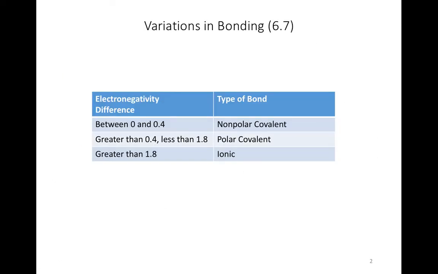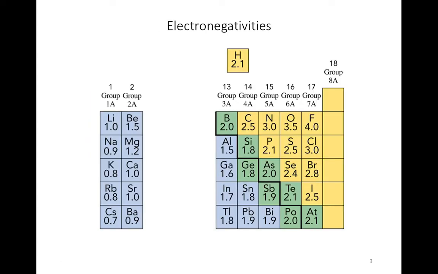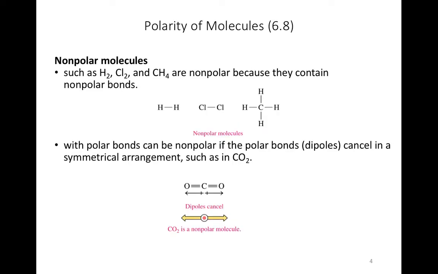Just a reminder, if I need to know whether or not the bonds are polar or nonpolar, I need to remember the cutoff. If the difference in electronegativity between the two bonded atoms is between 0 and 0.4, then that's a nonpolar bond. So the bonds are only polar if the electronegativity difference is greater than 0.4. Here's our chart of electronegativities to remind you what those look like. Just a couple quick examples, and then we'll get into doing some ourselves.